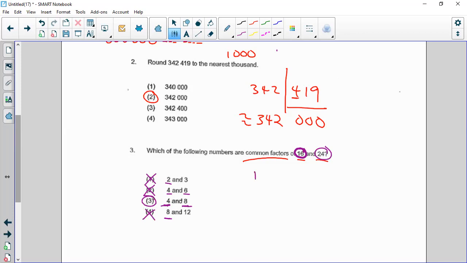So those of you who are doing this 1 times 16, 2 times 8, also can, but it's a bit longer. So if you are doing something like that, that is the correct way also, but it's a bit longer. Okay, let's go to question number 4 and also add up your marks.